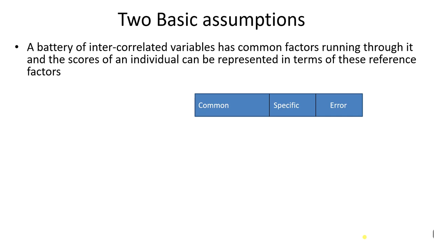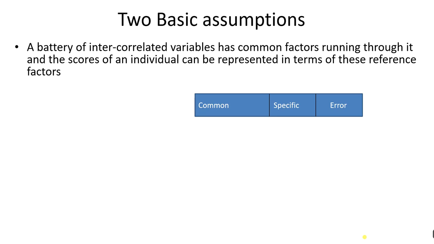We hypothesize that there are two common factors running through the set of four variables. One is verbal intelligence, which is the cause of the relationship among the two variables, that is vocabulary and comprehension. On the other hand, there is another common factor running through the variables, that is performance intelligence, and that is the underlying factor for the relationship between the non-verbal or performance tests of picture completion and picture assembly.